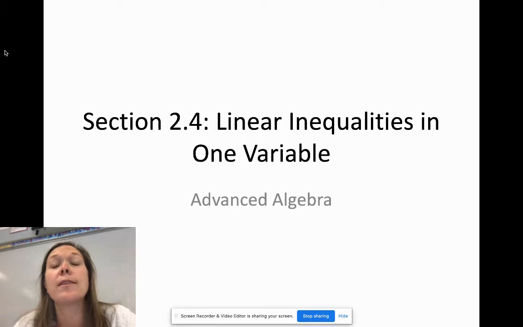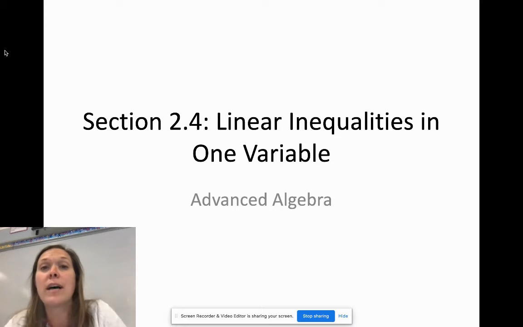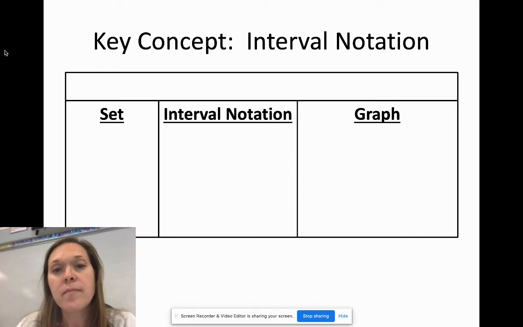But now we're going to learn something that's called interval notation, which might not have been presented to you last year in Algebra 2. So let's go ahead and talk about that. And again, pause this video at any point in time if you feel like you need to just stop and get everything jotted down before you move forward.